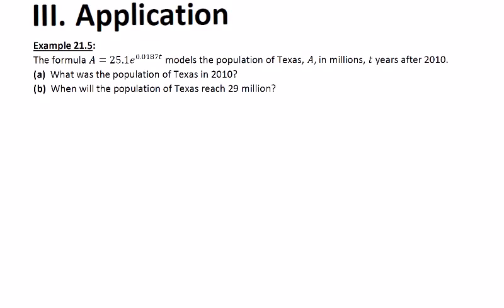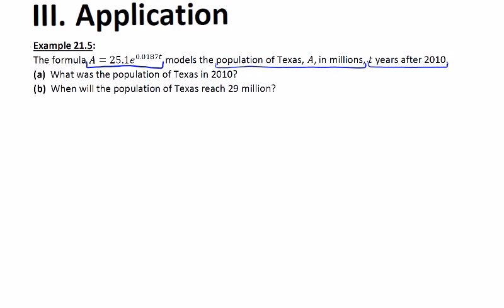Part 3 of section 21 is going to be an application problem. Example 21.5 gives us the formula capital A equals, and it says that this models the population of Texas, which is what capital A represents, in millions, T years after 2010.